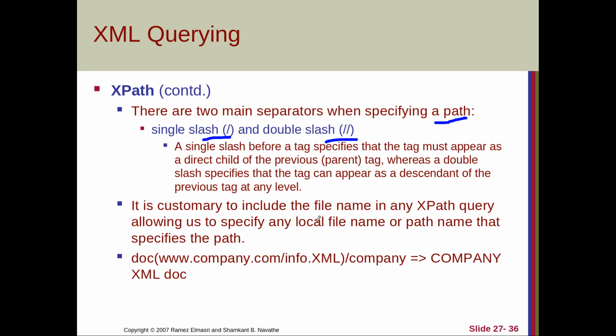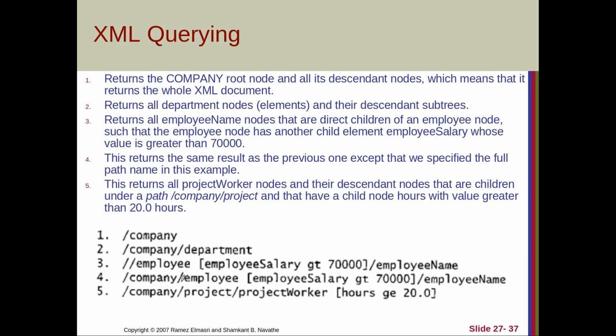It is customary to include the file name in any XPath query that allows us to specify the local file name or path name that specifies the path. So we should provide the entire path or the file name of the place where we are having the XML documents available. For example, this is the URL slash company. So slash company means it is following a single slash that focuses on company XML document.